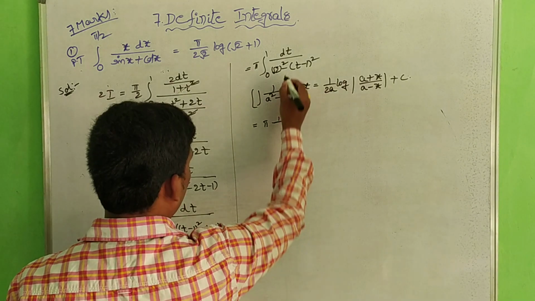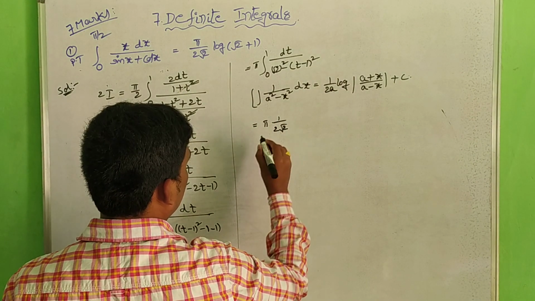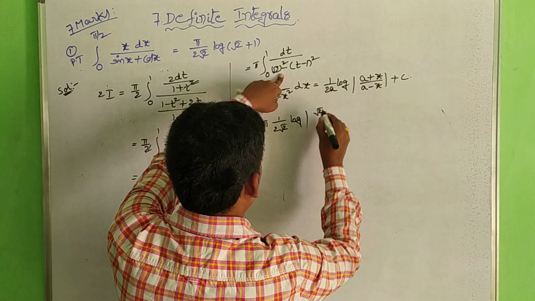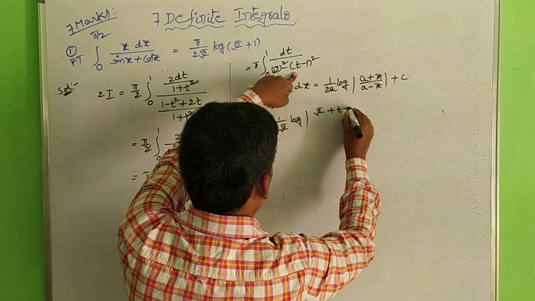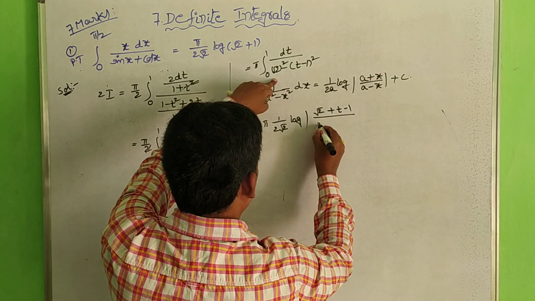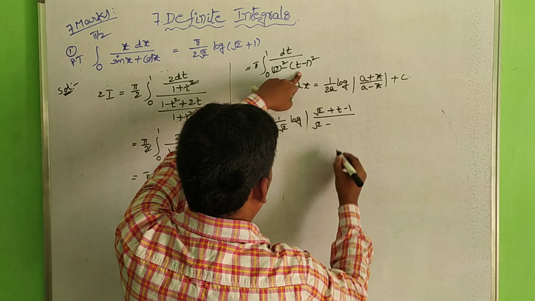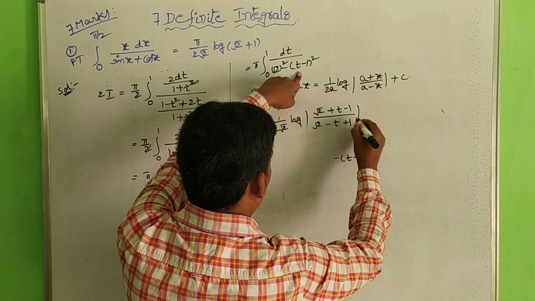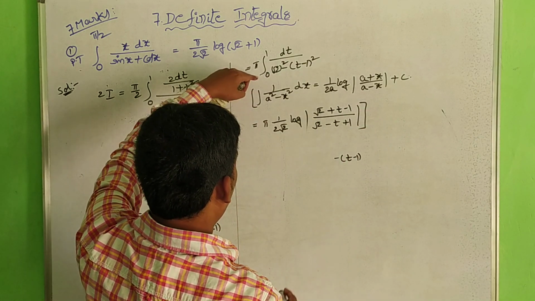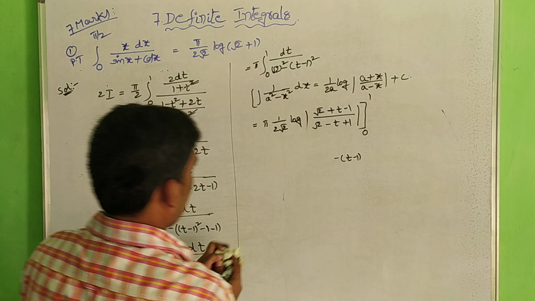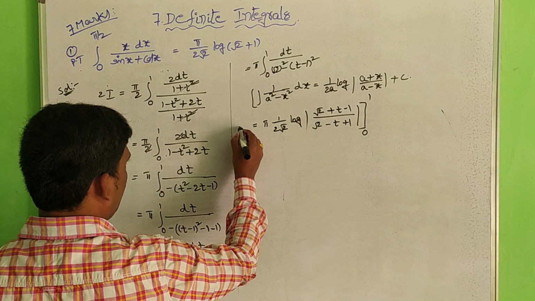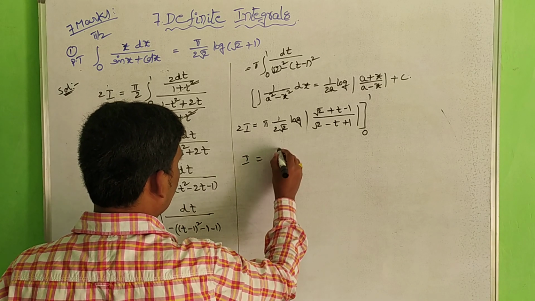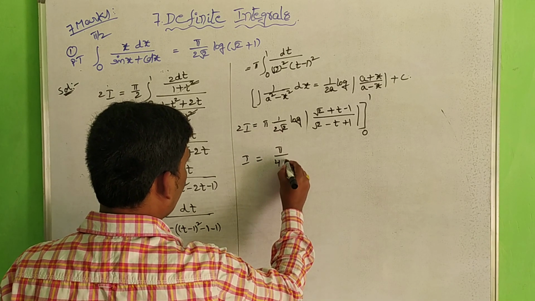Here 1 by 2a, the value of a is root 2, log modulus of a plus x by a minus x. A means root 2, x means t minus 1, so a minus x is root 2 minus of t minus 1, which equals root 2 minus t plus 1. Next, the integral is over. Now we can apply the lower limit and upper limit. This is the value of 2I. That equals I equals pi by 2 into 1 by 2 root 2.